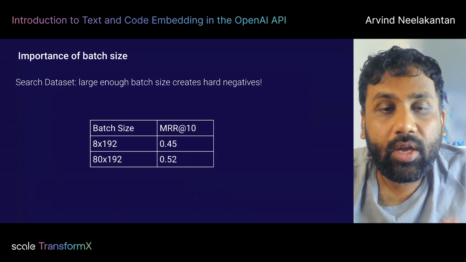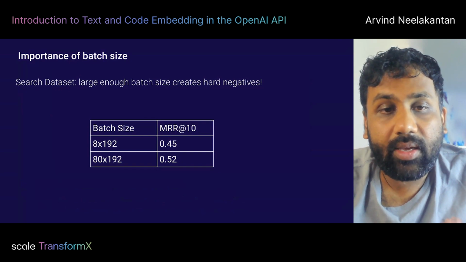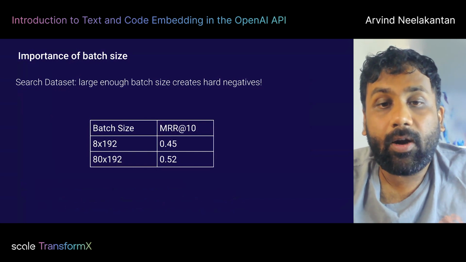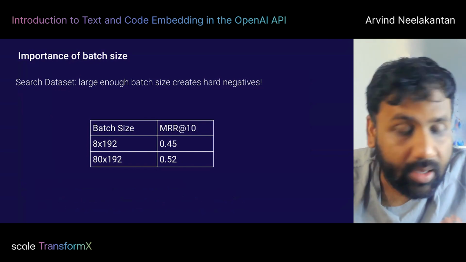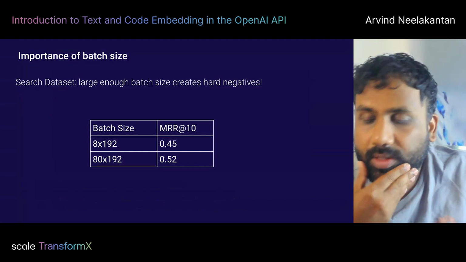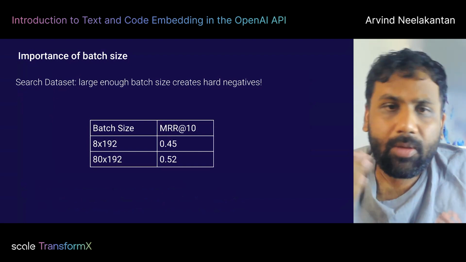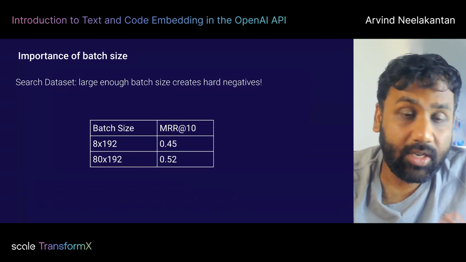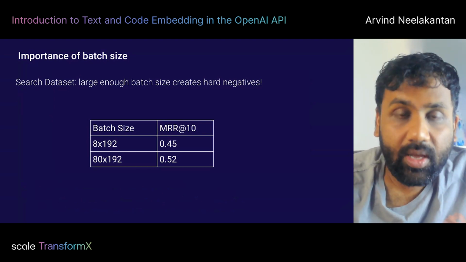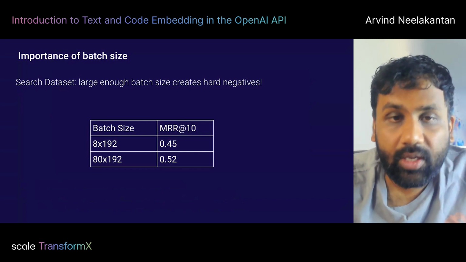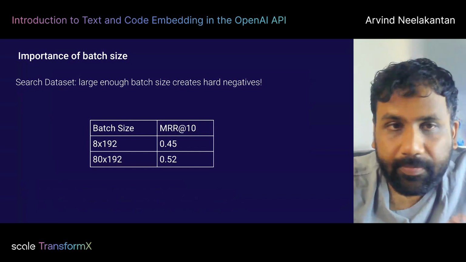Cool. So here you can see by increasing the batch size by 10 times, our performance goes up quite a lot. And this is just a small experiment. We'll talk more about experiments later in this talk, but this is to give an intuition of how the batch size is super, super important. And a lot of our work was on how to efficiently increase our batch size.